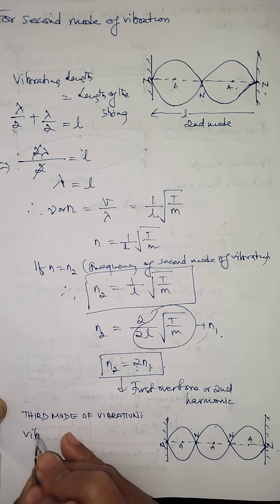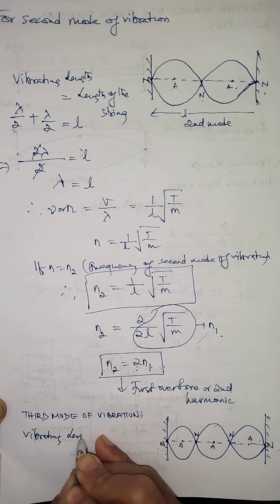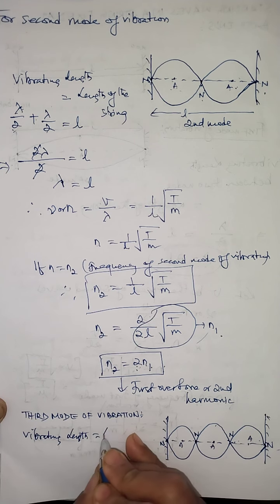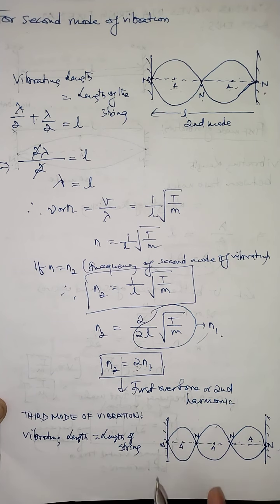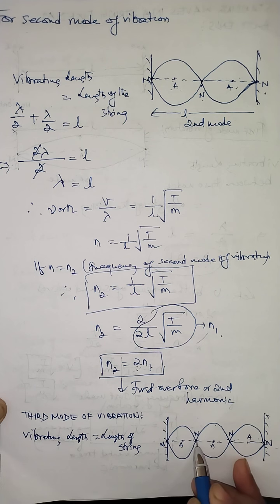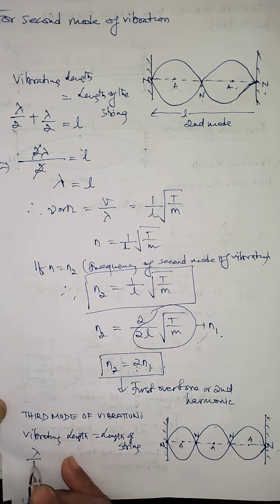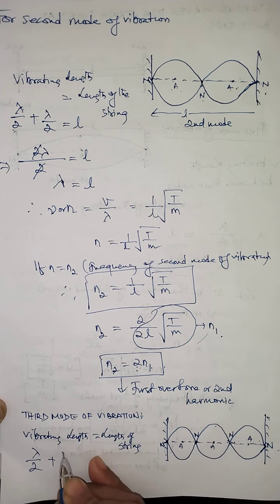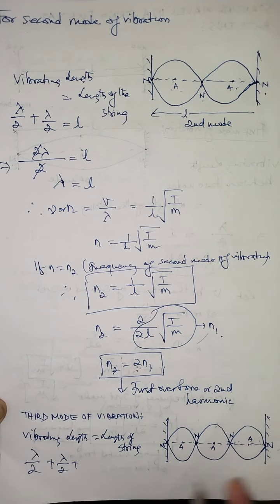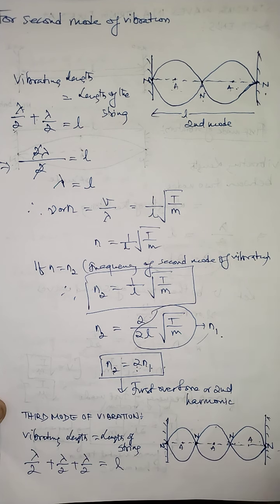So I write down the vibrating length. The vibrating length is equal to the length of the string. Now the vibrating length we can work out in a similar manner. Node, node, again node, node, again node. The distance between two nodes is lambda by 2, plus again the distance between these two nodes is also lambda by 2, plus the distance between these two nodes is also lambda by 2, equal to the total length L. See, the string length is not changing. We are keeping the string length the same. But the nodes at which the vibration occurs in this case are changing, and due to that, the frequency is changing.